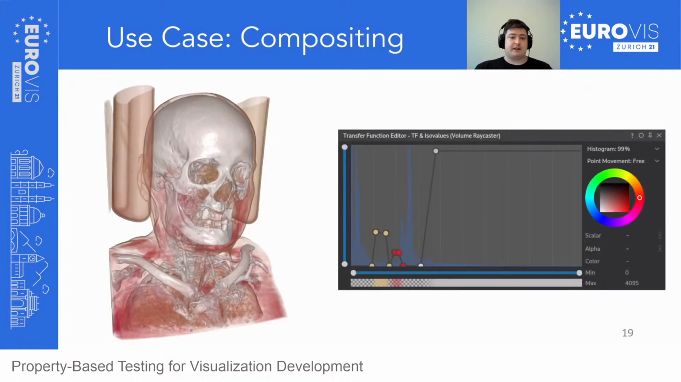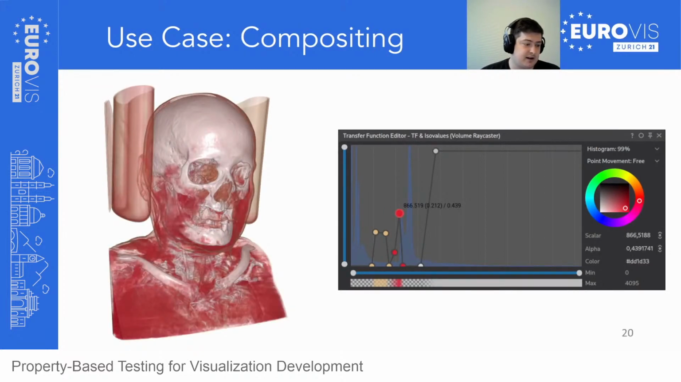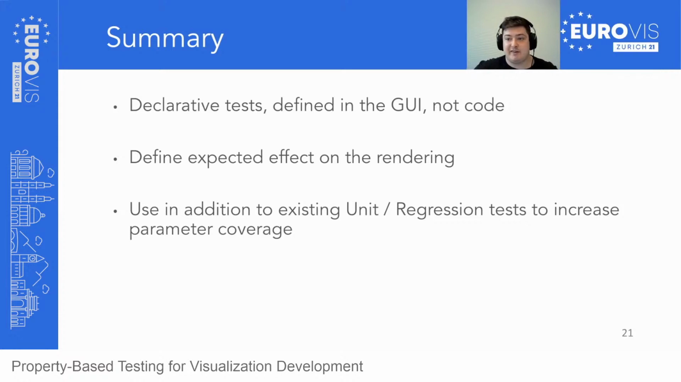Another idea is you could test your compositing algorithms using property-based testing. Here what we can see is a rendering with the transfer function right next to it. And the idea would be we could just modify some of those control points in the transfer function. For example, we could increase this red one here. And then what we would expect to see in our resulting image is, of course, that each pixel should increase or stay the same in alpha. Yeah, and with those concepts, we can cover a large part of the parameters that we miss otherwise.